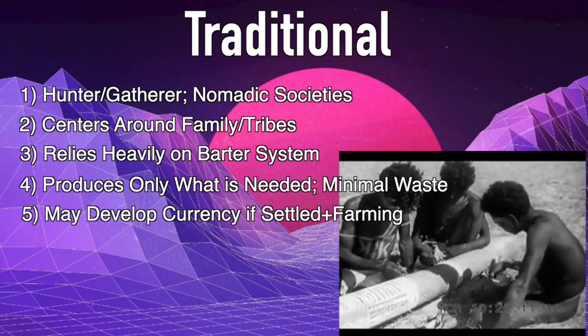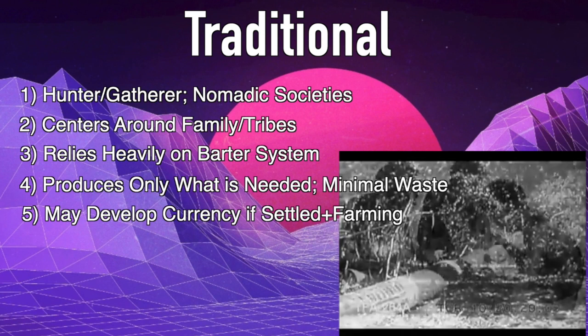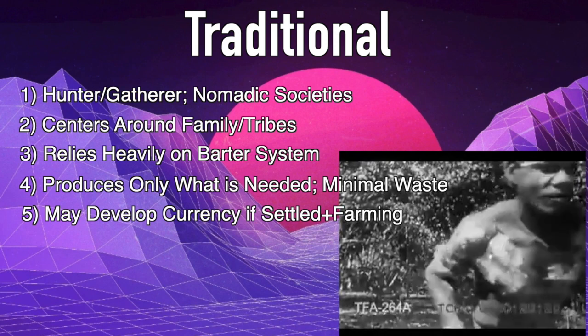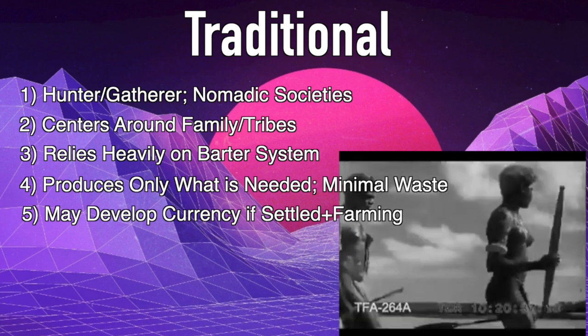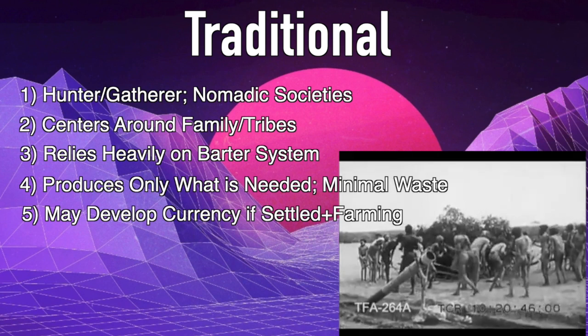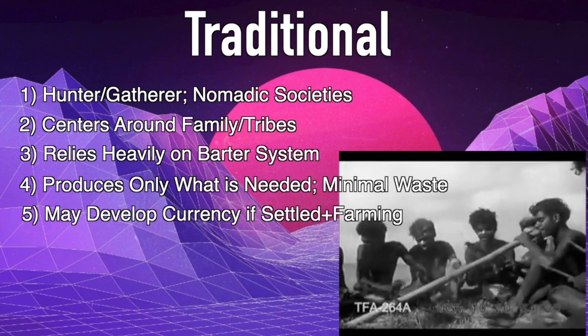Eventually, over time, when farming and settling is developed, excess goods can then be stored for trade, and a form of currency develops. A traditional economy can have elements of capitalism, socialism, and communism depending on how they're set up. The problem with these types of economies is that they are extremely vulnerable to changes in nature, and these changes can devastate the trade economy.